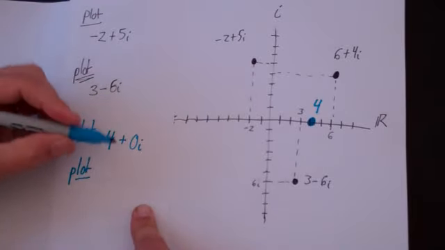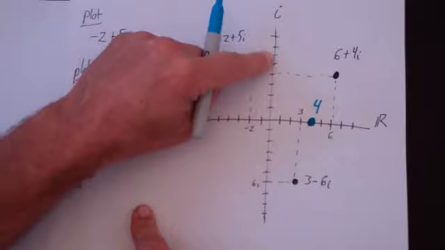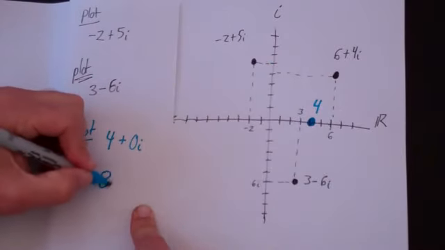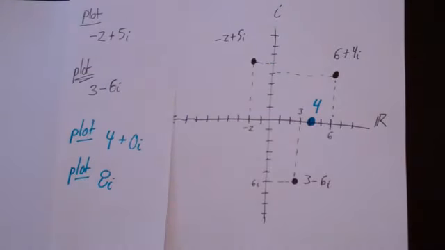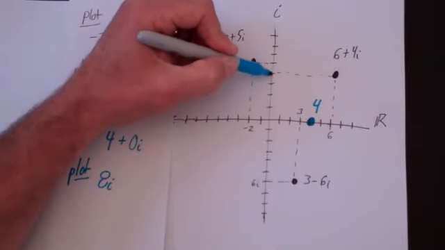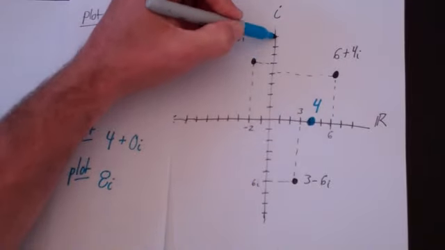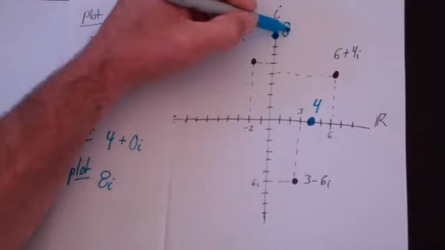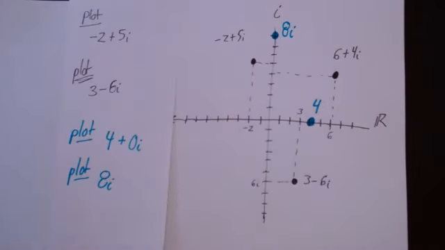Let's plot 8i. What's the real part of 8i? The real part is 0. What's the imaginary part? 8 imaginary units. They're positive units, so that's 1, 2, 3, 4, 5, 6, 7, 8. That's 8i right there. And that's how you plot complex numbers. In the following video, called Find the Absolute Value of Complex Numbers, we use this plotting.